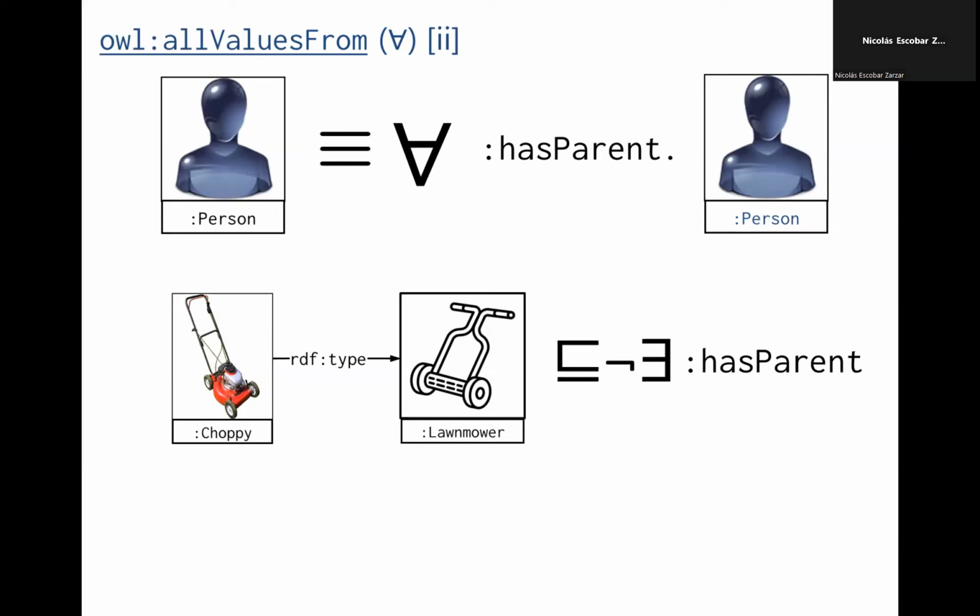Which is that we have Choppy. Choppy is an instance of lawnmower, and lawnmower doesn't have any parents. That's what it says. If you're a lawnmower, you don't have any parents. What can we infer now?